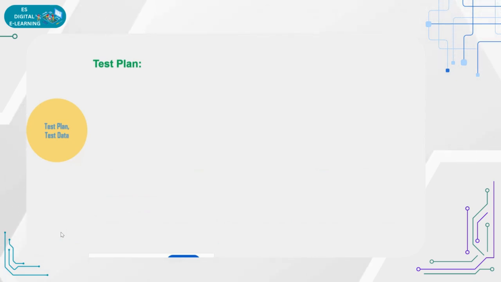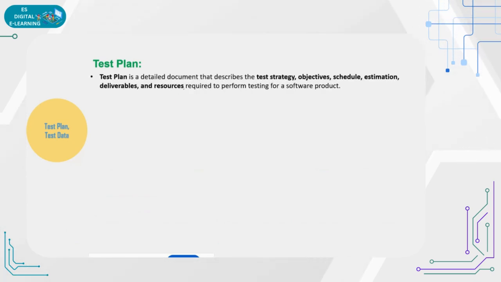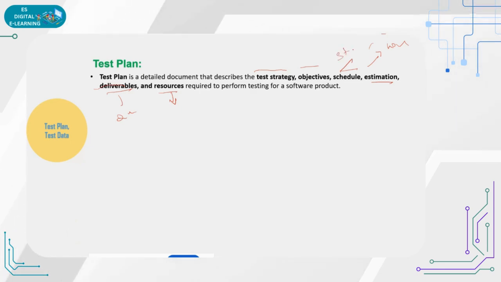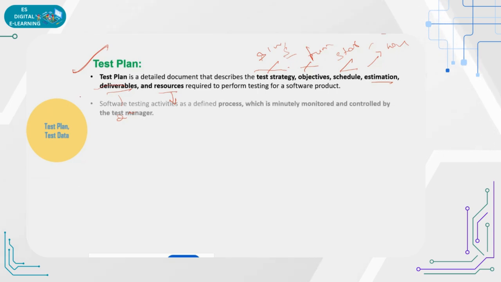Next, sir, what is a test plan? A test plan is a detailed document that describes the test strategy, objective, schedule, estimation, deliverables, and resources. How many members you need, the deliverable, whether you are delivering within 2 weeks or 3 weeks. This is the estimation: how many hours you are going to take to complete it, and the schedule, so when you start. Objective is the purpose, whether it is functional related or something else. Test strategy is whether it is software level testing or system level testing. It is all about the detailed document that will be there in the test plan.